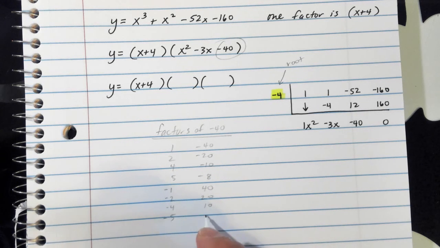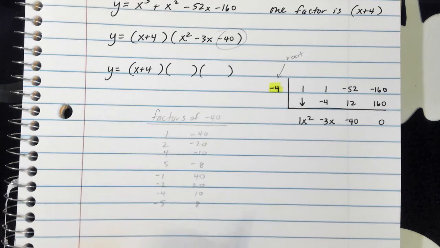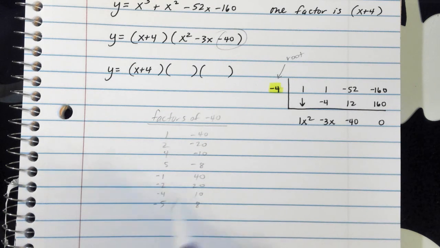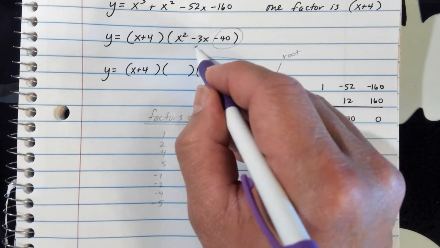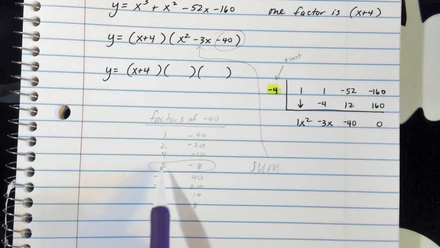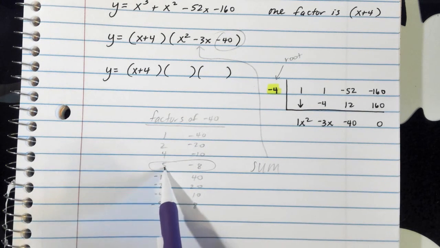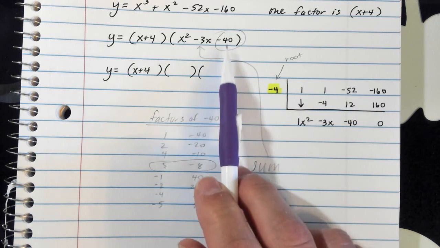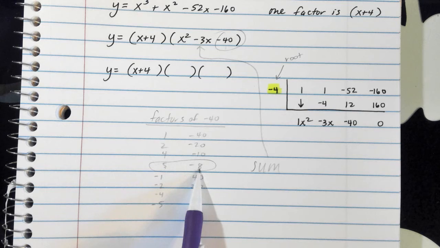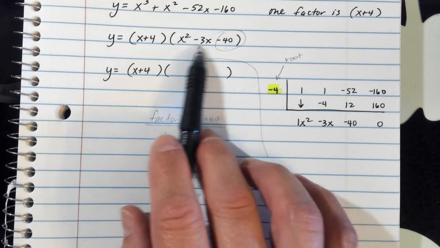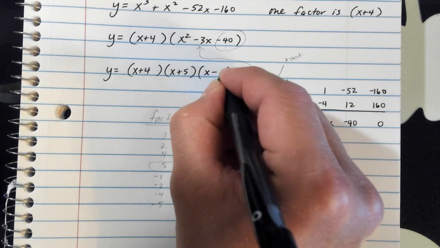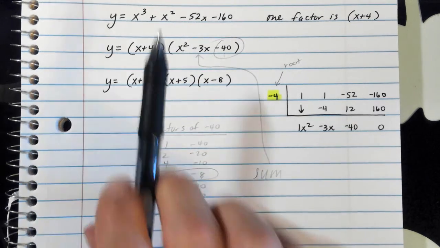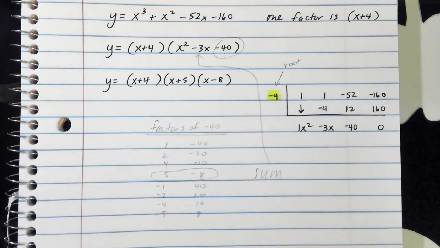And negative 5 and positive 8. Which pair of factors has a sum of negative 3? That. So, recap. This number times this number must equal negative 40. This number plus this number must equal negative 3. So the factors of that trinomial are x plus 5 times x minus 8. Now this function is completely factored.